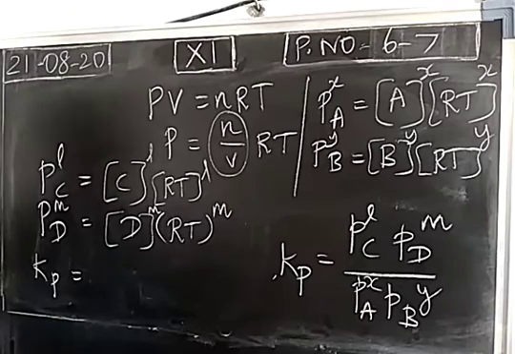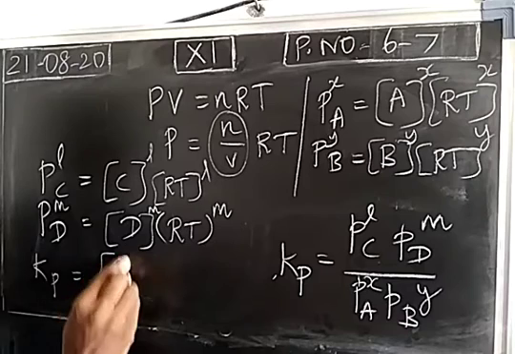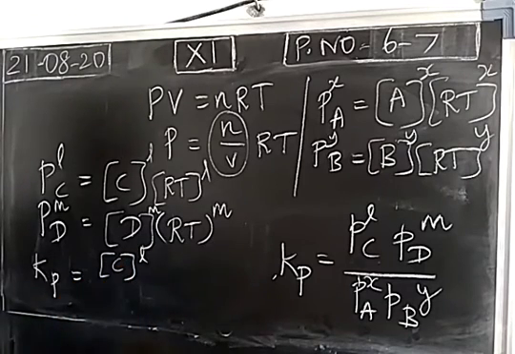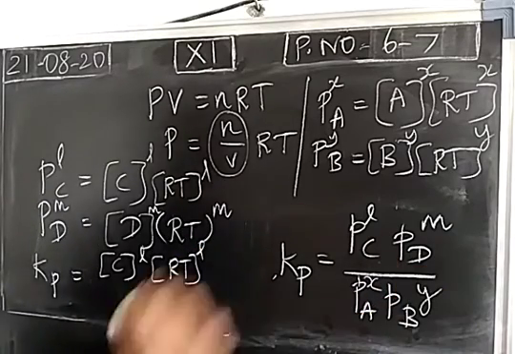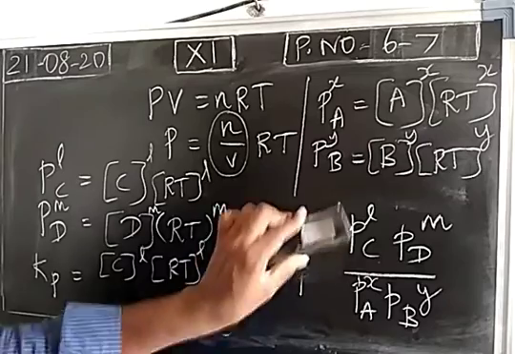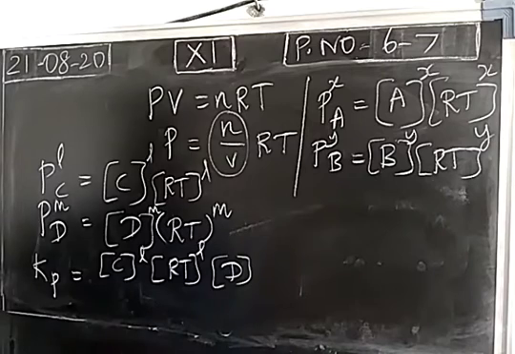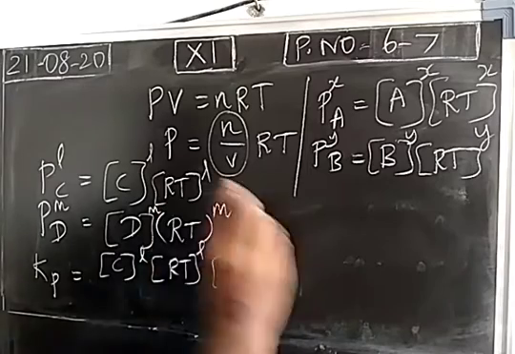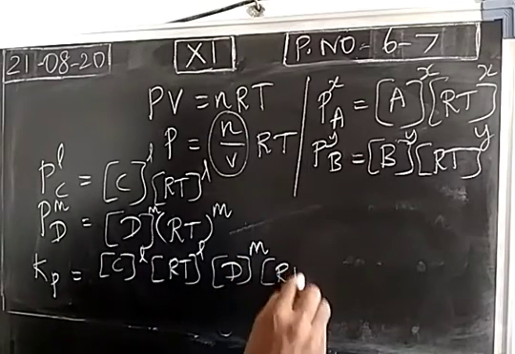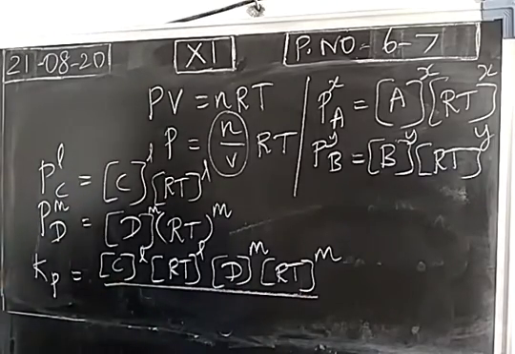So substitute the values here. Partial pressure of product C is active mass of product C and RT power L. Then partial pressure of product D is active mass of D and RT power M, divided by partial pressure of reactants A and B, which should be mentioned.